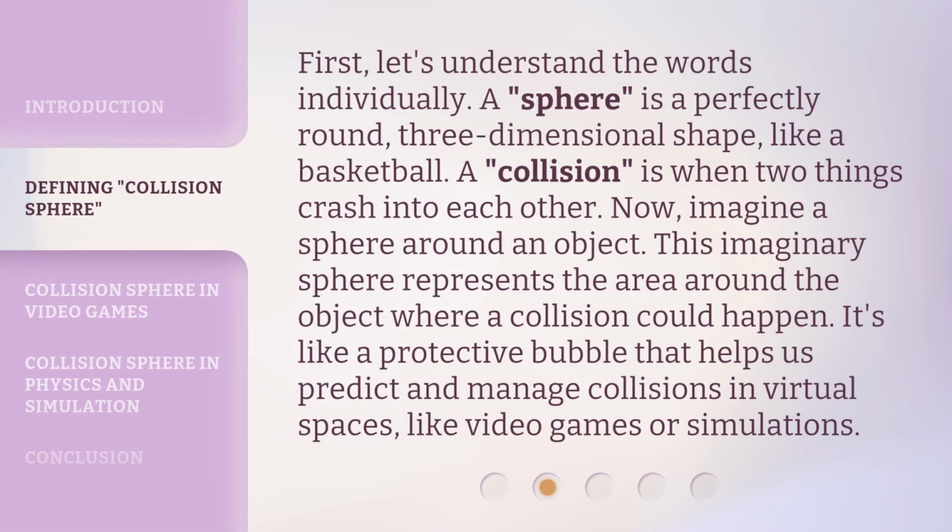First, let's understand the words individually. A sphere is a perfectly round, three-dimensional shape, like a basketball. A collision is when two things crash into each other.